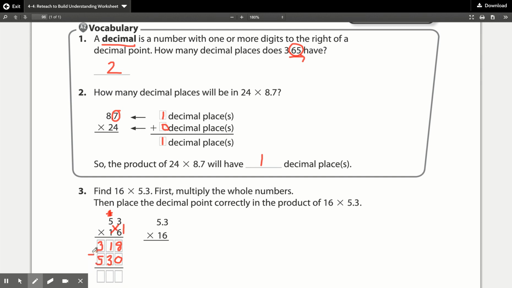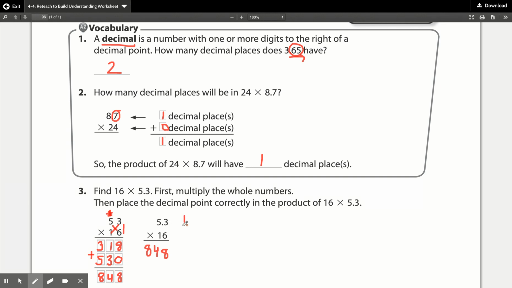And now we just take these numbers and we add them together. So 8 plus 0 equals 8. 1 plus 3 equals 4. And 5 plus 3 equals 8. So my answer for 5.3 times 16 is going to be 848.